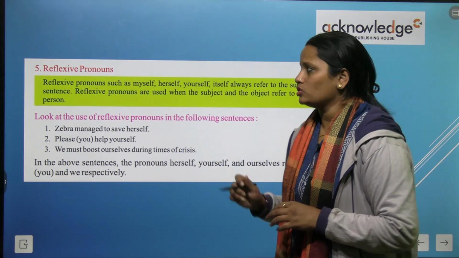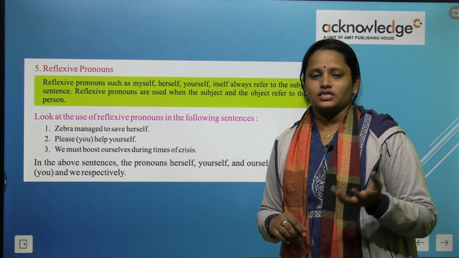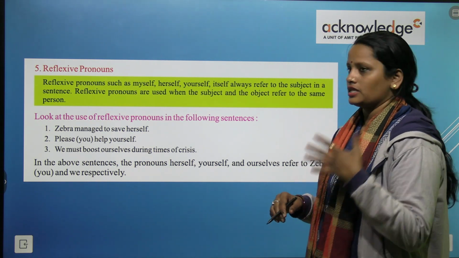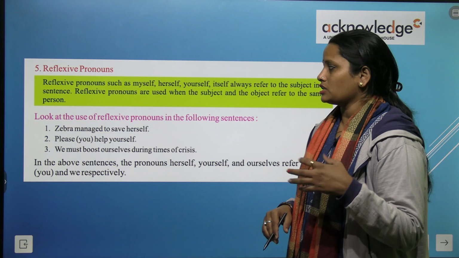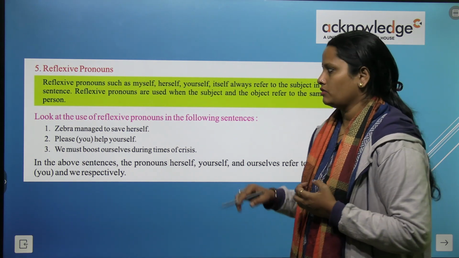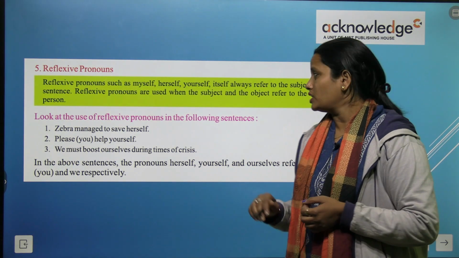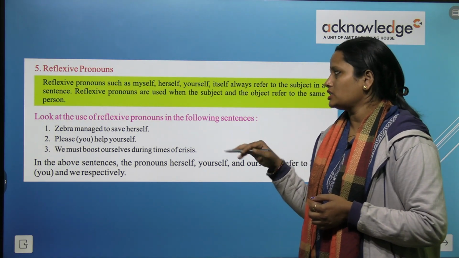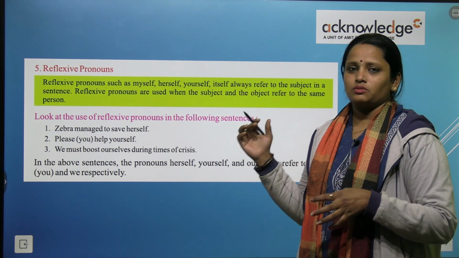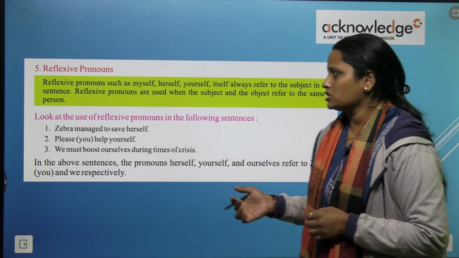Now let's come to the reflexive pronoun. So reflexive pronouns such as myself, herself, yourself, itself always refer to the subject in the sentence. So ये subject के बारे में बताते हैं. Reflexive pronouns are used when the subject and the object refer to the same person. So reflexive pronoun जो है, subject और object जब दोनों एक ही person के बारे में बात कर रहे हों, तब हम इन्हें use करते हैं.